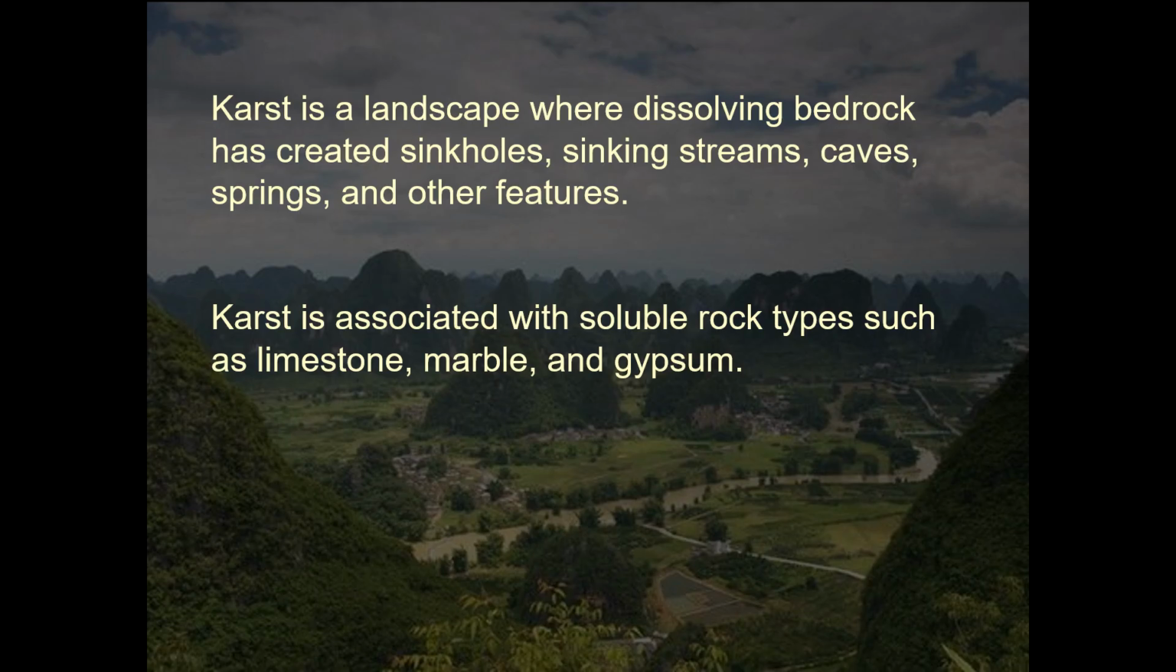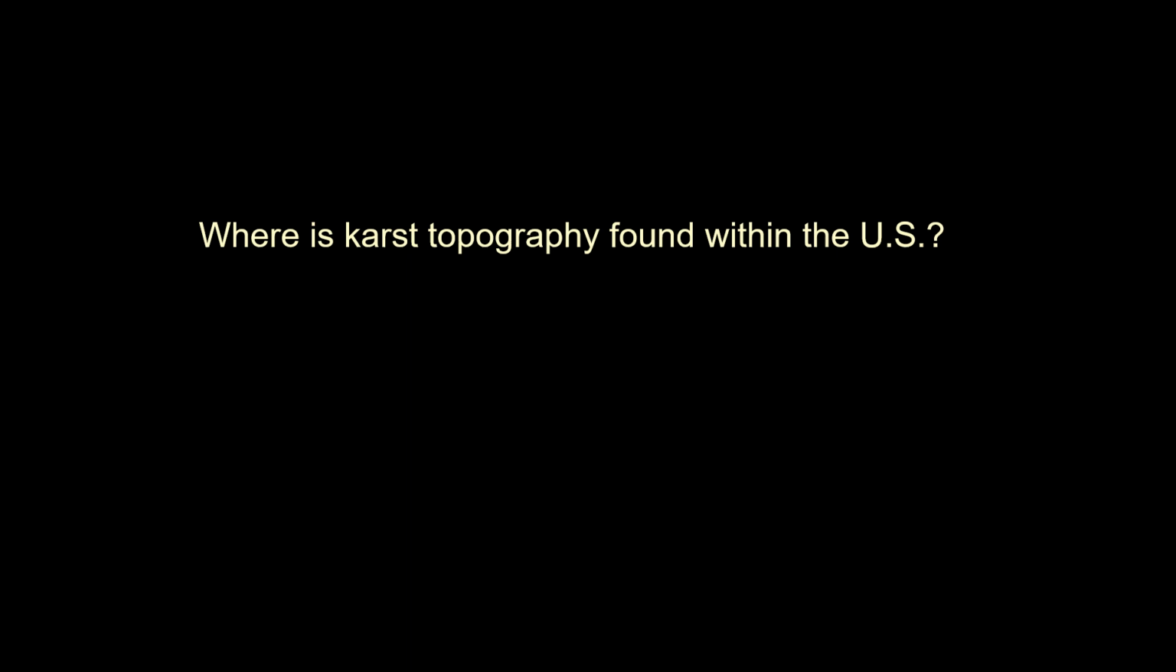Karst topography is formed where dissolving bedrock has created sinkholes, sinking streams, caves, springs, and other types of features. Karst is generally associated with limestone, but it's also associated with other types of rock material like marble and gypsum. But we'll talk mostly about limestone.